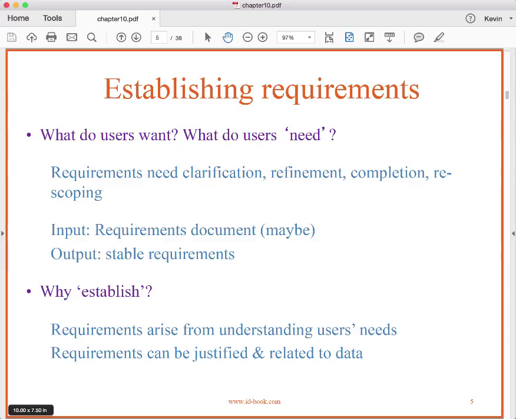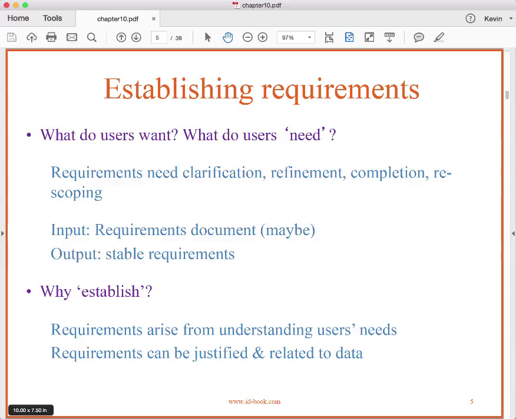When we're establishing the requirements, there's a nice discussion in the chapter about how we talk about requirements, whether they're things that we discover, or whether they're things that we invent. I'm not going to get into that philosophical a discussion here, but here we've got presented to us the dichotomy between what users want and what they need. And as we saw from the cartoon, a lot of times they're not the same thing.